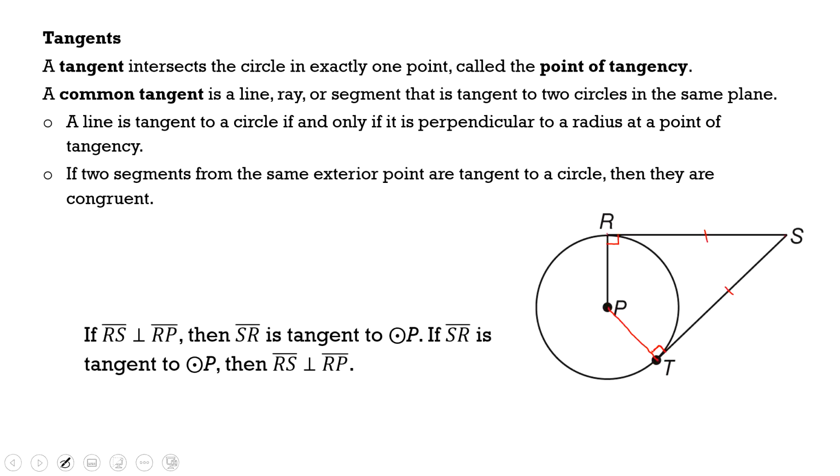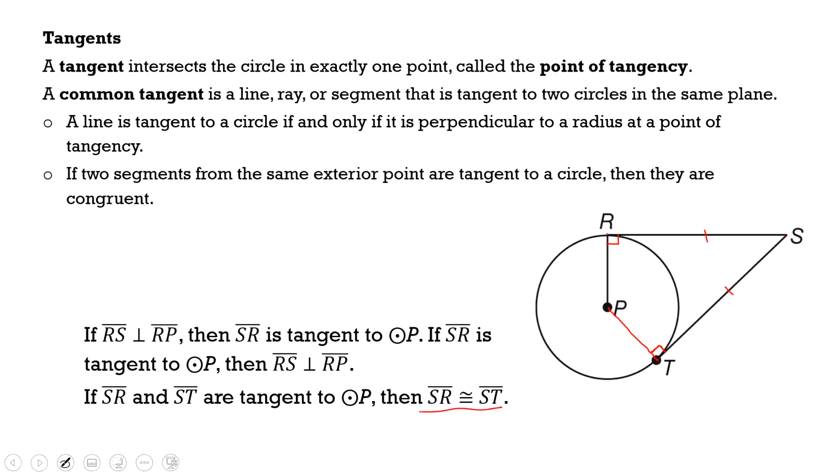So as we see, if RS and RP are perpendicular, then we can say SR is tangent to circle P. Then if SR is tangent to P, then RS is perpendicular to RP. And then if SR and ST are both tangent, then we know that they're congruent. So those are the rules about tangency. That's really all you need to think about and know as we're going through this. We're going to see some examples that are going to build on this as we go.